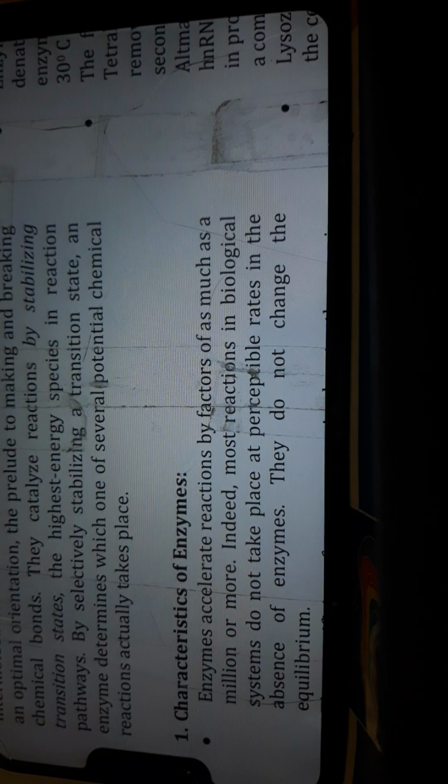The transition states are high-energy species in reaction pathways. By selectively stabilizing a transition state, an enzyme determines which of several potential chemical reactions actually takes place.